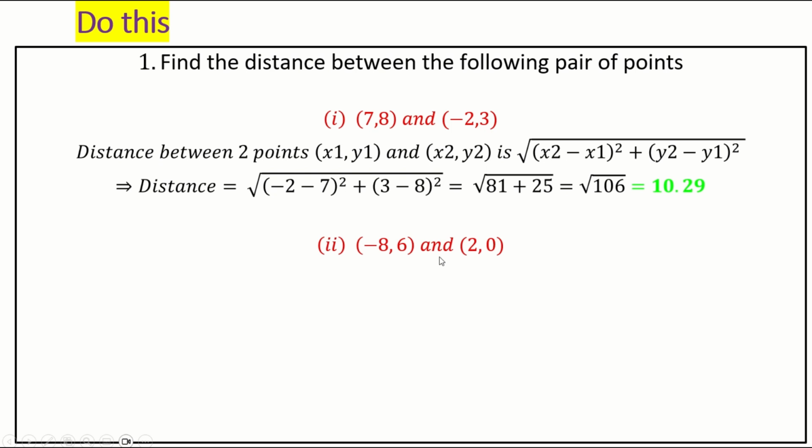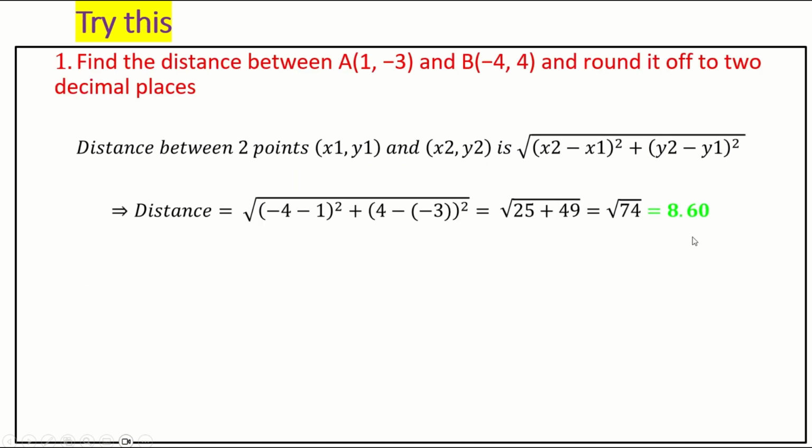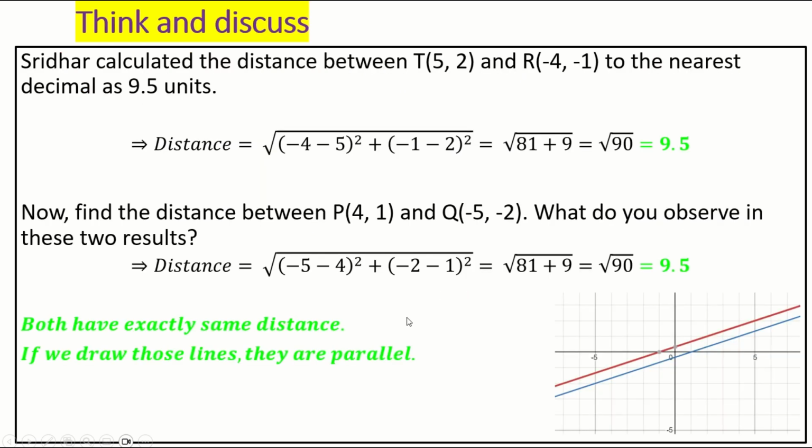Similarly, minus 8 comma 6 and 2 comma 0. So the answer you will get is 11.6. Okay. And 1 comma minus 3 and minus 4 comma 4. The distance between them, you just have to apply it properly. Substitute all the values and you get the answer 8.6. Now, calculate the distance between 5 comma 2 and minus 4 comma 1 to the nearest decimal as 9.5.